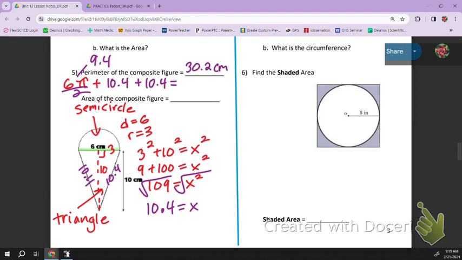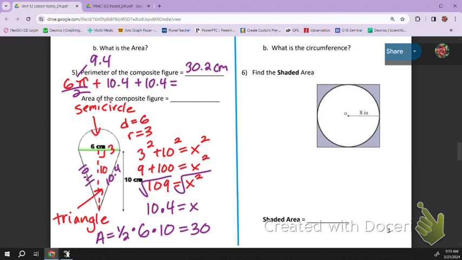Now we have to find the area. What's the area of this triangle? 30. Half times the base times the height. Brody's right. The area of the triangle is 30.